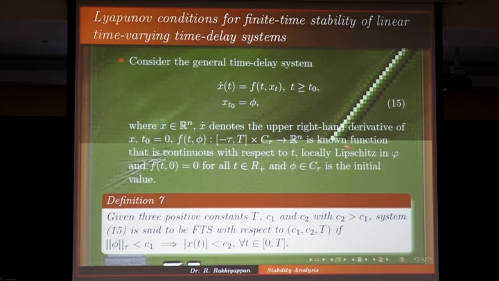So we can assume that this nonlinear function must satisfy the Lipschitz condition. Now we have definition 7. Given 3 constants T, C1 and C2, with C2 greater than C1, the system 15 is said to be finite time stable with respect to these constants if norm phi is less than C1 implies that norm x of t is less than C2 for all t belonging to [0, T].